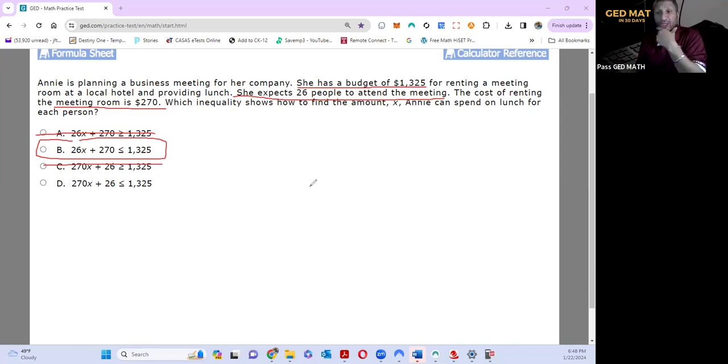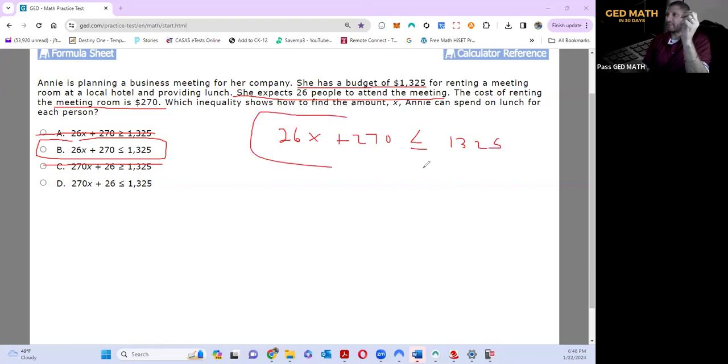Because we know that, we already know our answer is B, without even knowing how to do an inequality. Just by identifying your givens. The budget of 13.25, a meeting room is 270. She expects 26 people. So 26x plus 270 has to be less than or equal to 13.25.